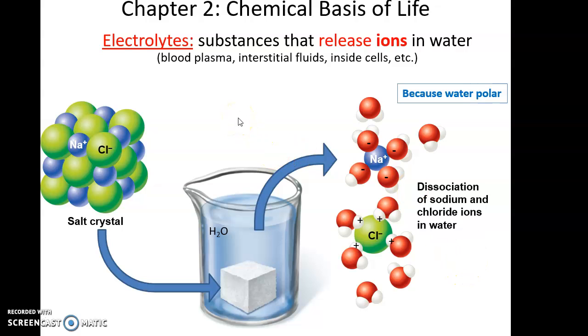And electrolytes are found all over the place in the human body, in blood plasma, in the fluids surrounding the cells, so the interstitial fluids, and inside of cells, and even other places.